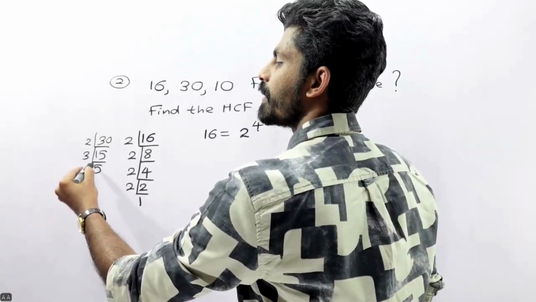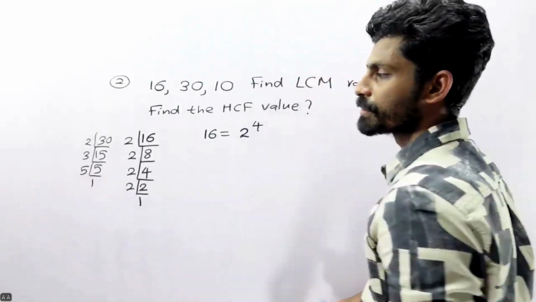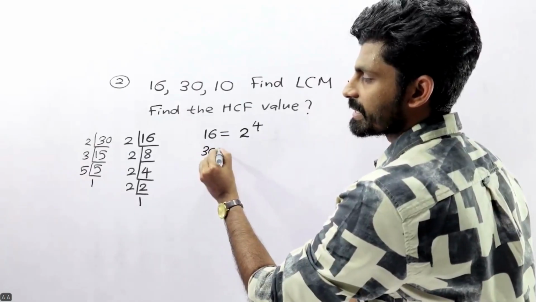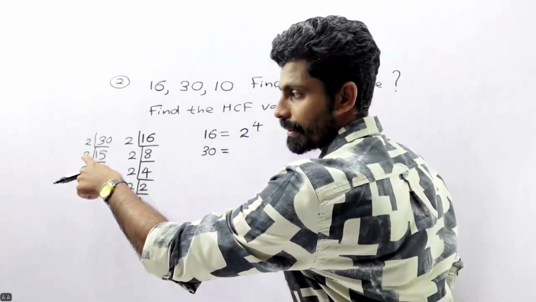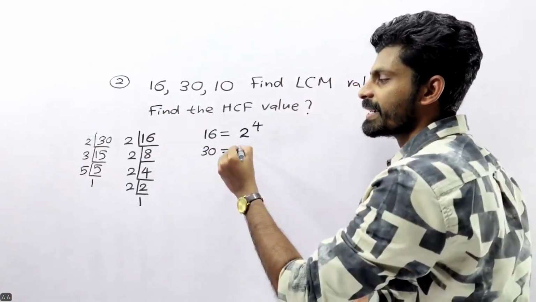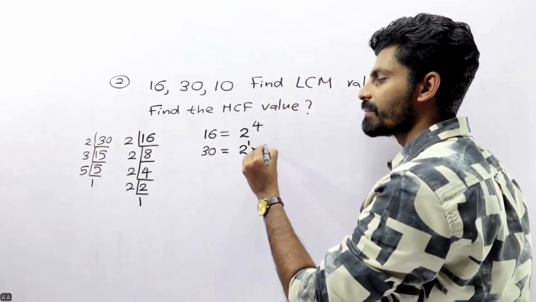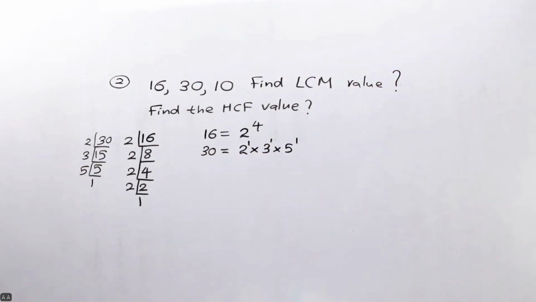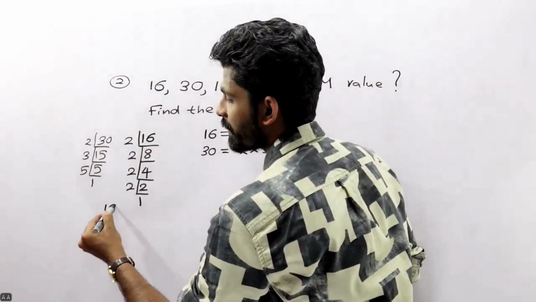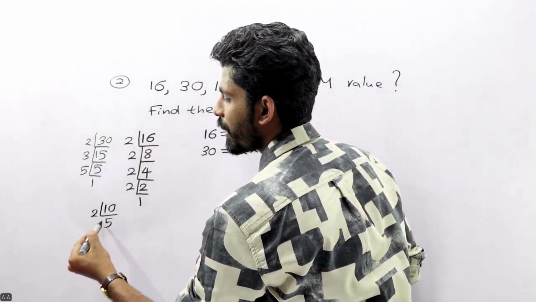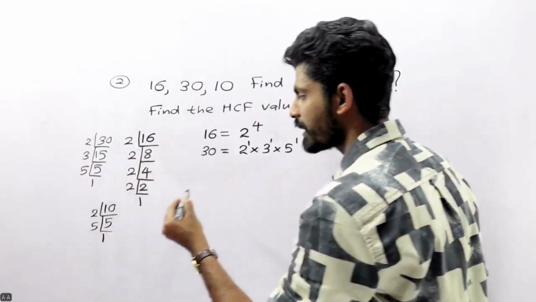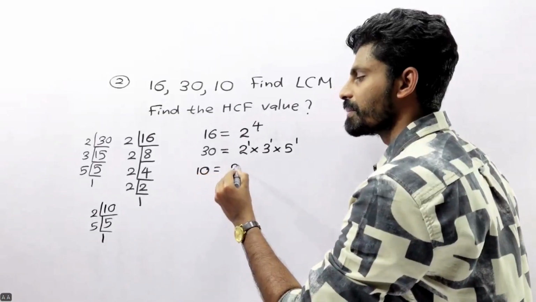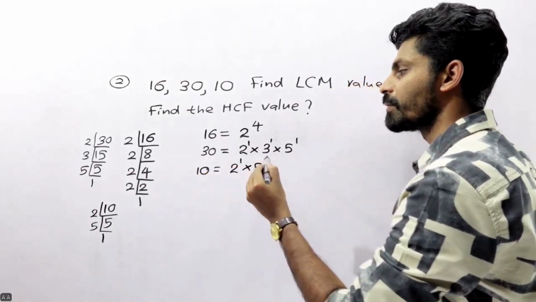30 divided by 2 is 15. 15 divided by 3 is 5. 5 divided by 5 equals 1. So 30 can be written as 2 multiplied by 3 multiplied by 5, that is 2 to the power 1 multiplied by 3 to the power 1 multiplied by 5 to the power 1. 10 divided by 2 is 5, 5 divided by 5 is 1. So 10 is 2 to the power 1 multiplied by 5 to the power 1.